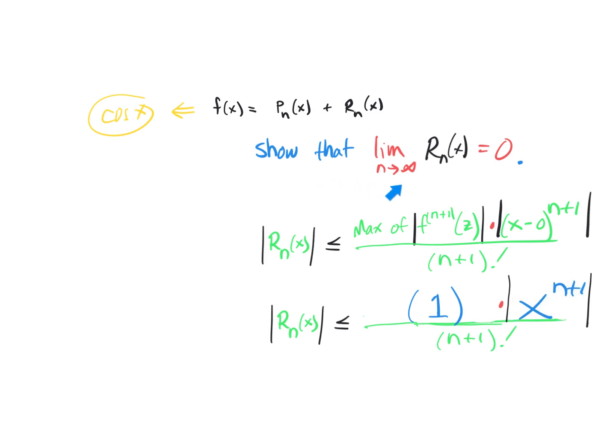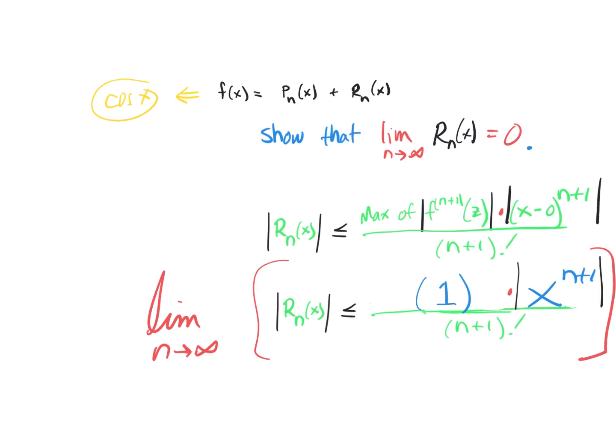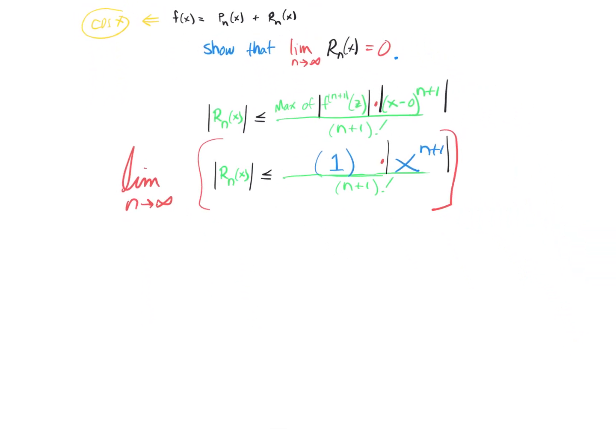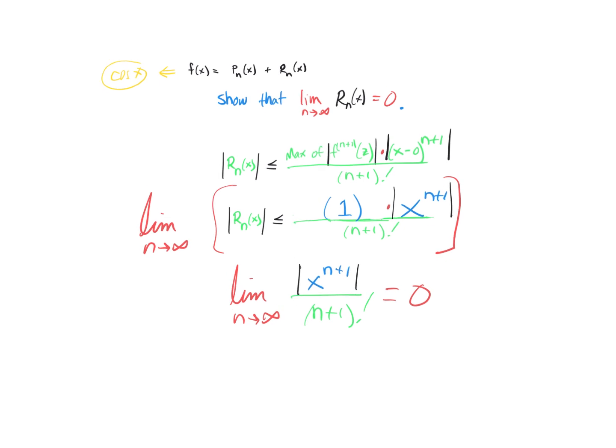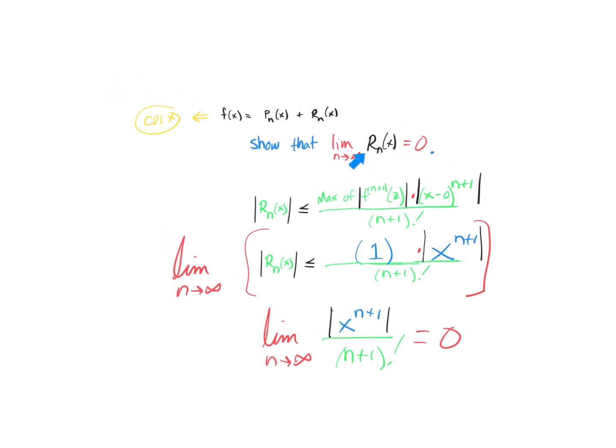And now we're ready to take the limit as n approaches infinity. And we know that the factorial function grows a lot faster eventually than a power function. And therefore, this is equal to 0, and we've done it. We've proven that as n approaches infinity, the remainder is equal to 0. And if the remainder is going to 0, then the Taylor series is converging to exactly the function.